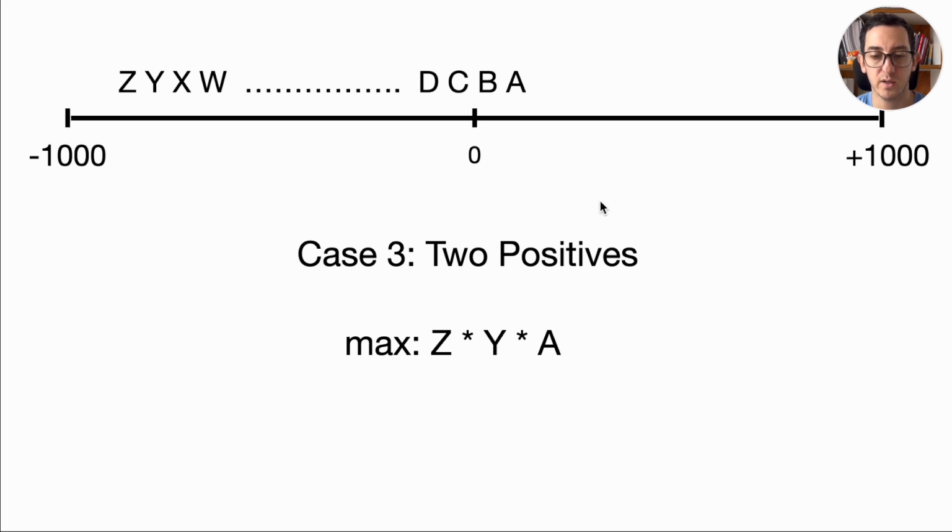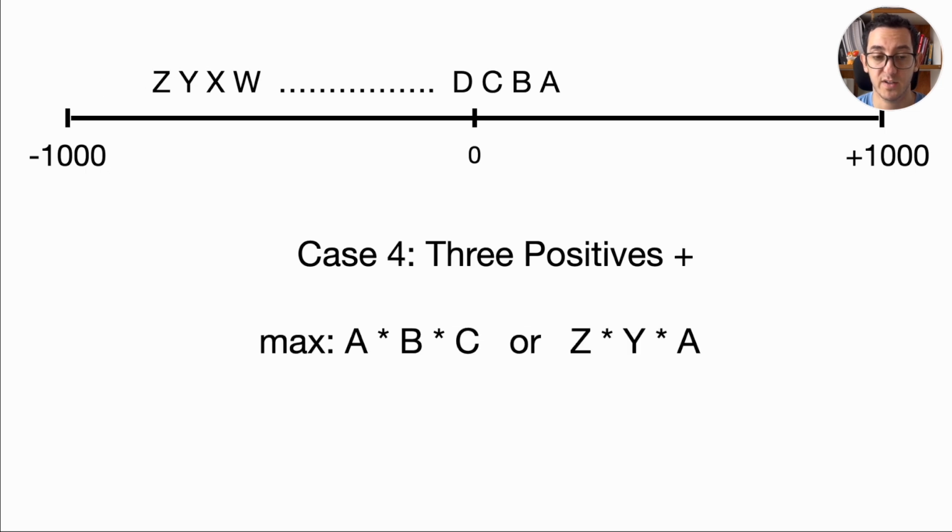On case 3, if we have two positives, we still need to multiply C times Y times A, because otherwise if we multiply A and B with C, we'll have a negative number. And on case 4, where we have 3 positives, we have two alternatives. Either we multiply A times B times C, or C times Y times A could be bigger. So we need to take that into consideration to get the maximal result in this case.